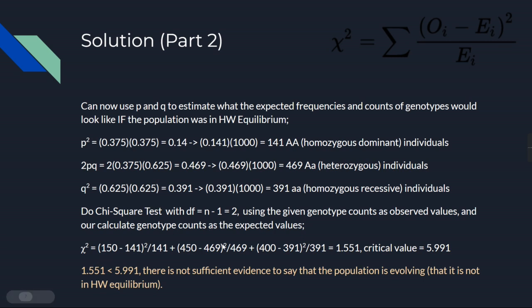So right here, you do a chi-square test, you put the observed and expected values here. The critical value for degrees of freedom of 2, because there's 3 categories, is 5.991. We see that our observed chi-square number is less than the critical value, so there is not sufficient evidence to say that the population is evolving. So we failed to reject the null hypothesis in this scenario.